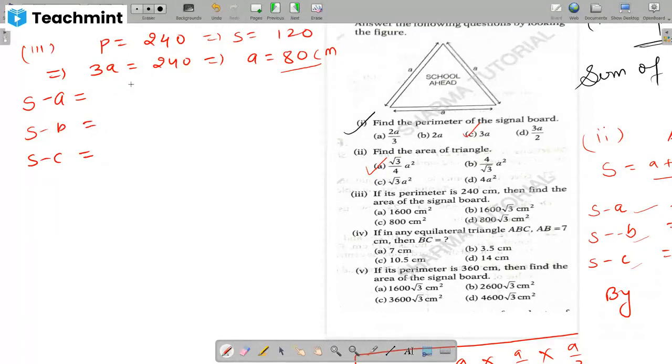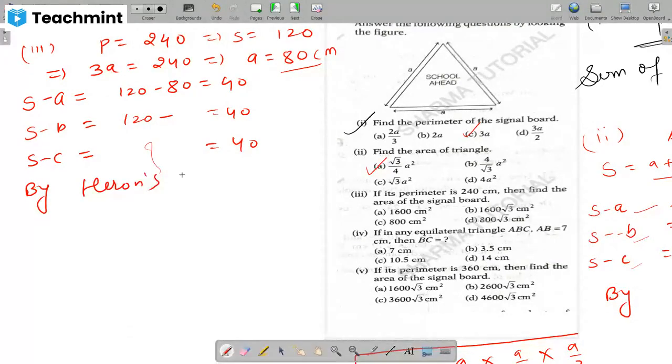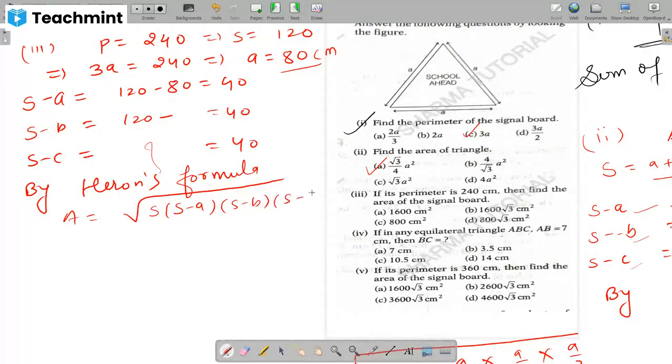So what will s minus a be? 120 minus 80, which is equal to 40. 120 minus, no need to find, it's an equilateral triangle. Okay. Yes, these will all stay the same. So now we will use Heron's formula. So we'll write by Heron's formula. Write the formula every time. But in MCQ questions, no need to write, means we only need to take the correct answer.